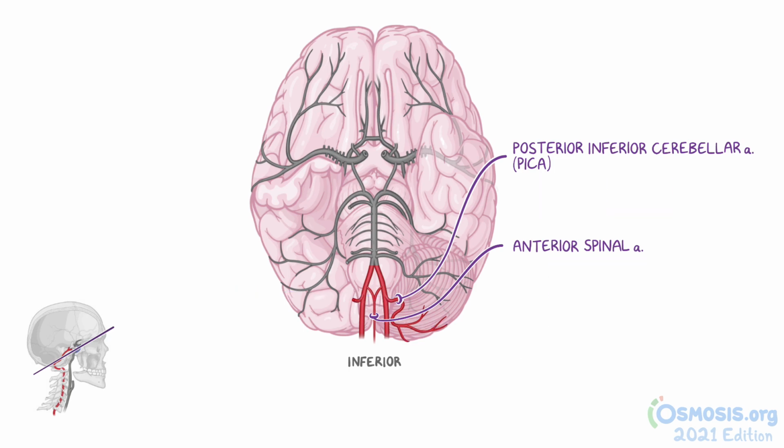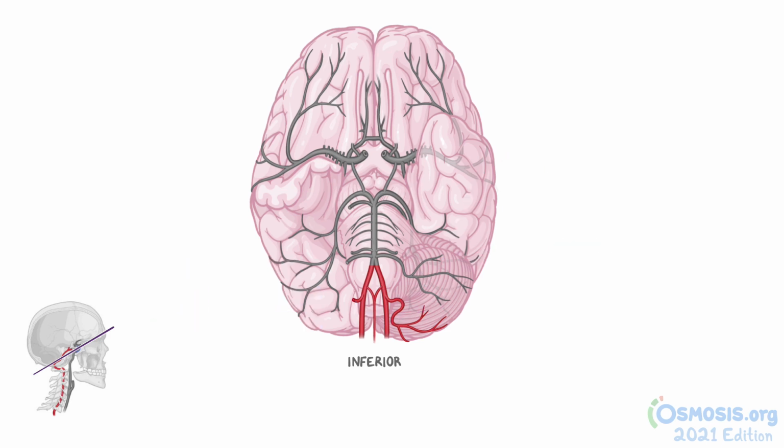Now, there is another branch called the posterior spinal artery, which in 1/4 of the population arises from the vertebral artery, and in the other 3/4 of the population from the PICA. The posterior spinal artery mainly supplies the posterior aspect of the spinal cord.